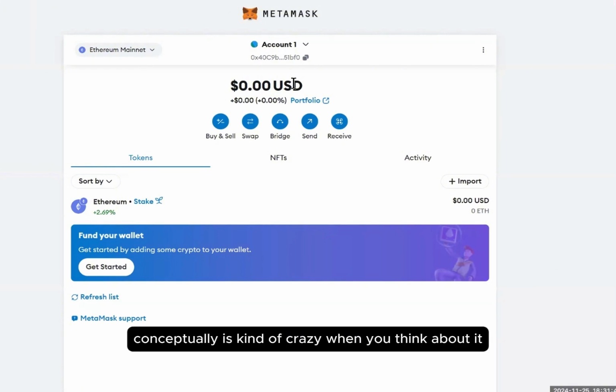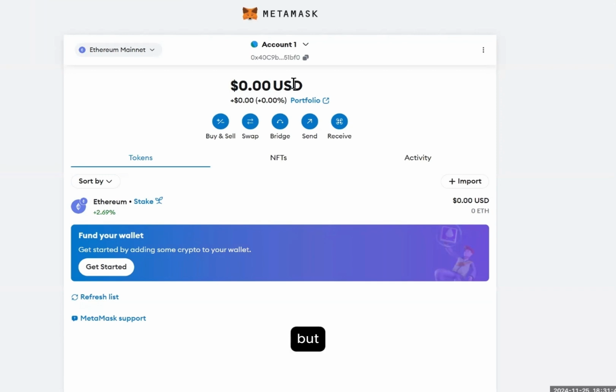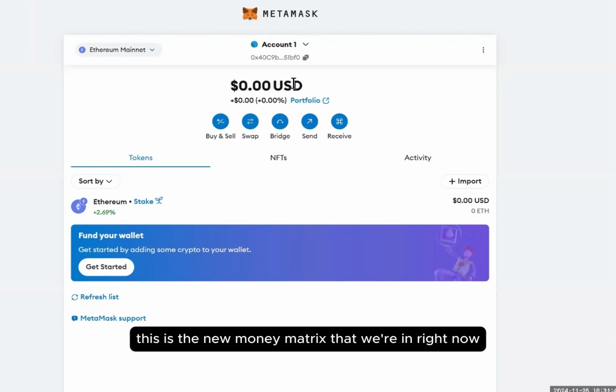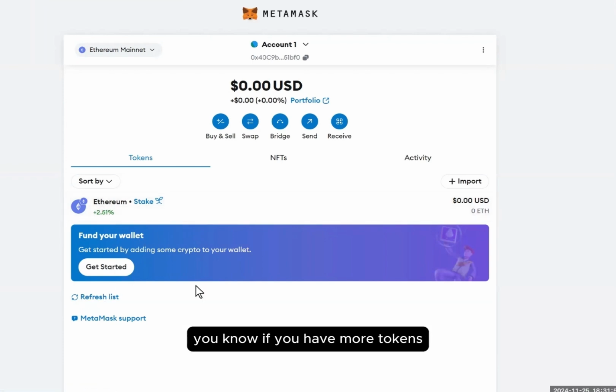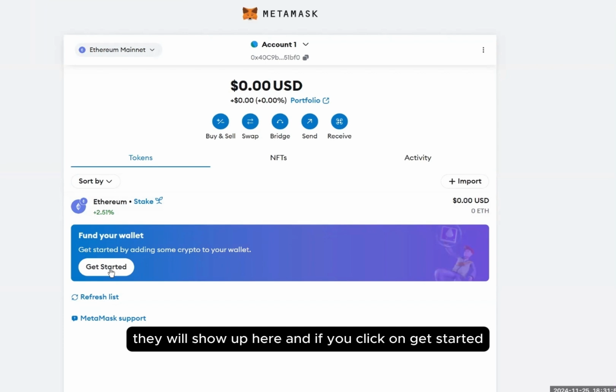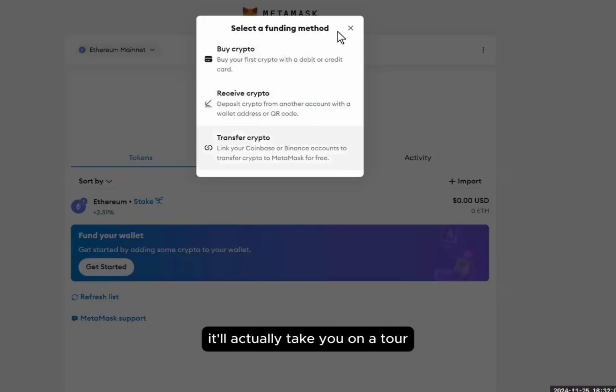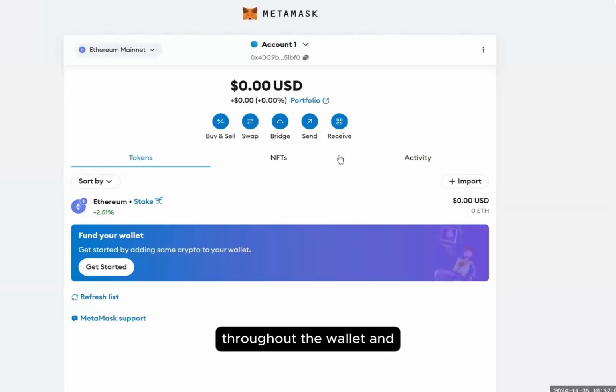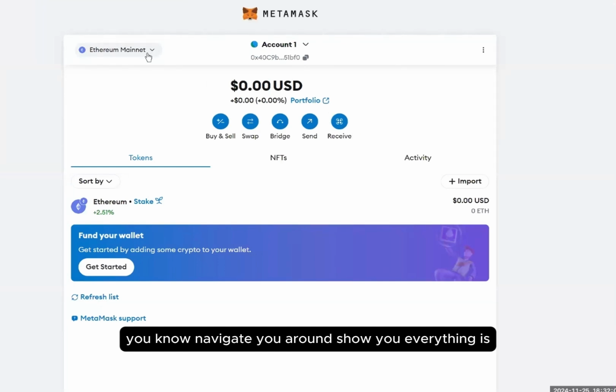Conceptually it's kind of crazy when you think about it, but this is the new money matrix that we're in right now. So this is your balance for your portfolio. These are where your tokens are going to show up. If you have more tokens, they will show up here. And if you click on get started, it'll actually take you on a tour throughout the wallet and navigate you around, show you where everything is.